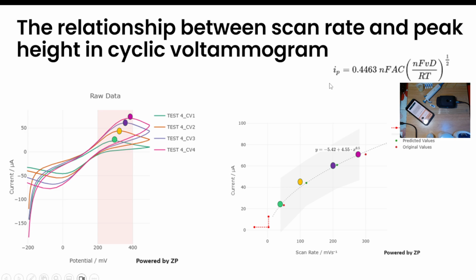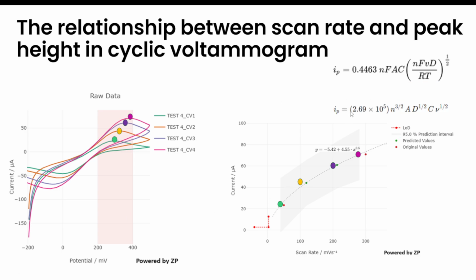The Randles-Sevcik equation can be simplified at room temperature. You could simplify it down to current is proportional to 2.69 times 10 to the 5, number of electrons to the power of 3/2, area of the electrode, which for my electrode is about 1 to 2 millimeters, the diffusion coefficient, the concentration of the species, which in my case is 5 millimolar, and the square root of scan rate.